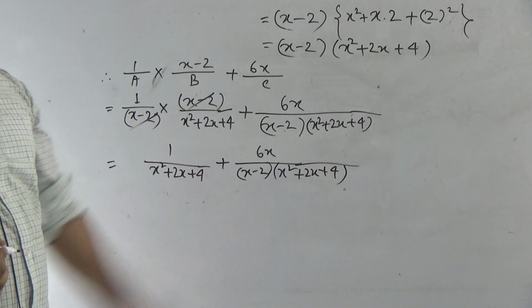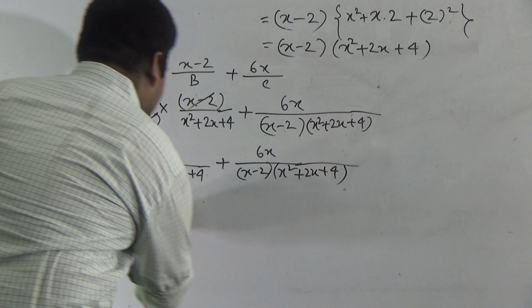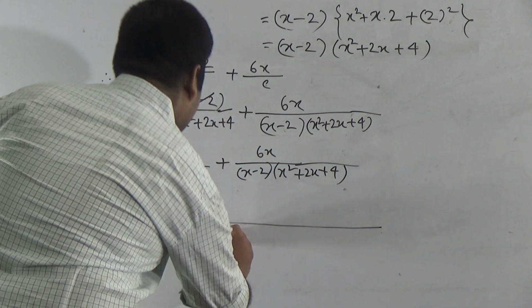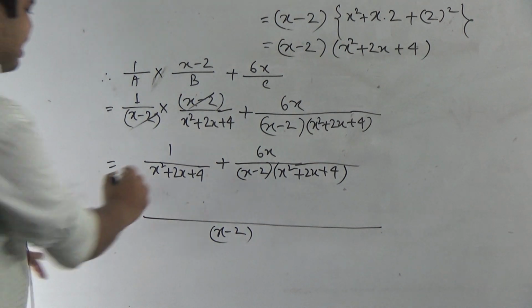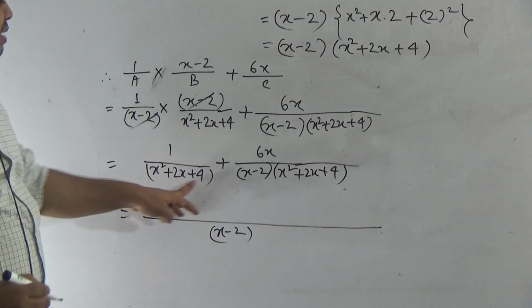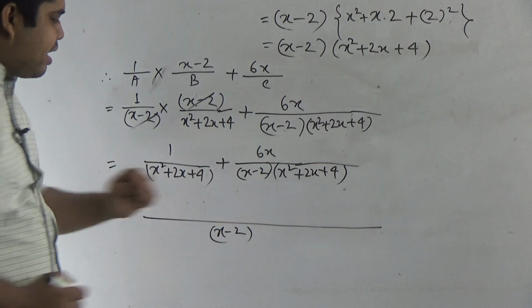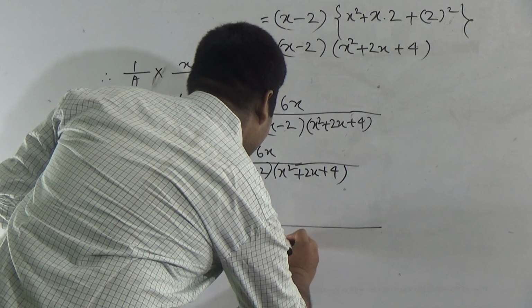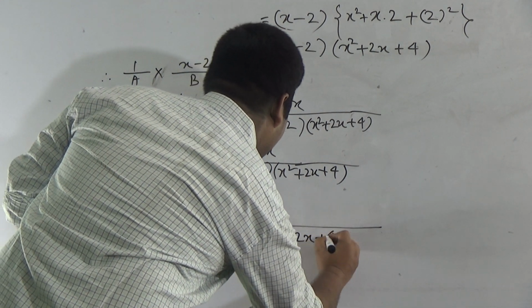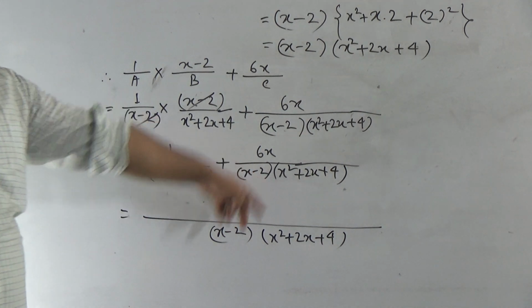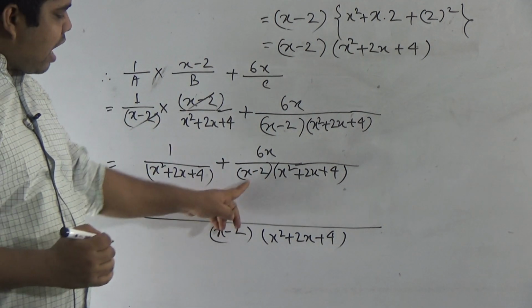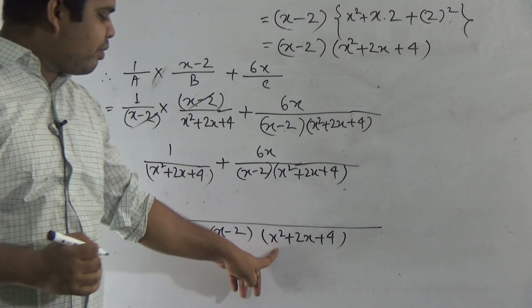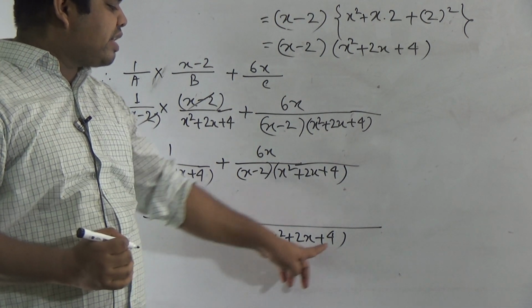Now we add these two expressions. Here for the two expressions we need the LCM. At first we find out the LCM. What is the LCM? Here x square plus twice x plus 4 is common, so we take x square plus twice x plus 4, and x minus 2 is uncommon. So we take the LCM as common and uncommon terms. So the uncommon term is x minus 2 and the common term is x square plus twice x plus 4.